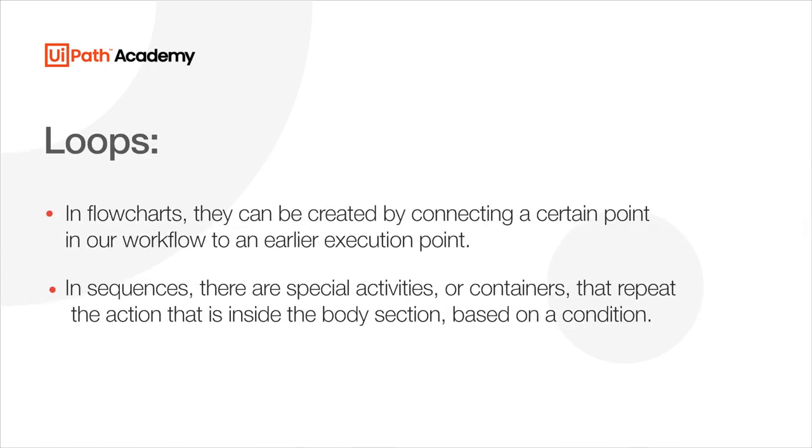In flowcharts, the simplest types of loops can be created by connecting a certain point in our workflow to an earlier execution point. In sequences, there are special activities, or containers, that repeat the action that is inside the body section based on a condition.